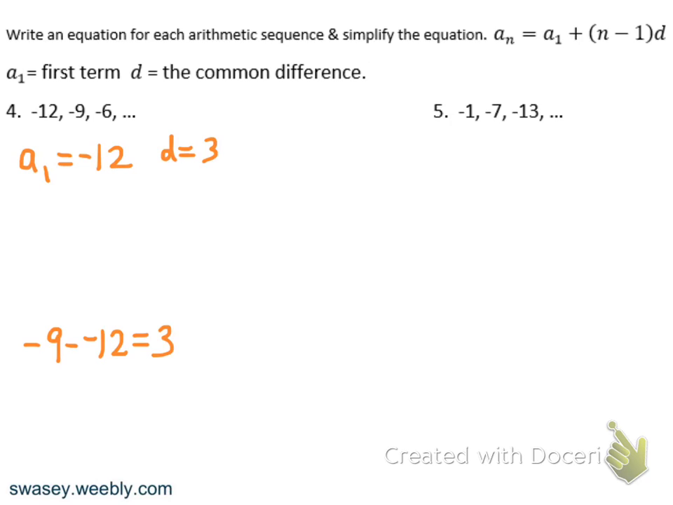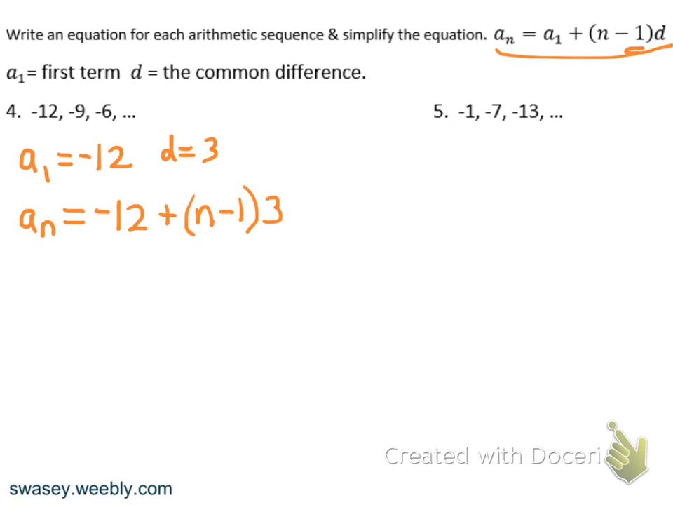Now we're going to plug it into this equation. So A sub n equals A sub 1, that's negative 12, plus n minus 1 times our common difference, which is 3.